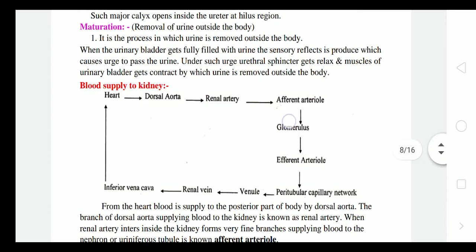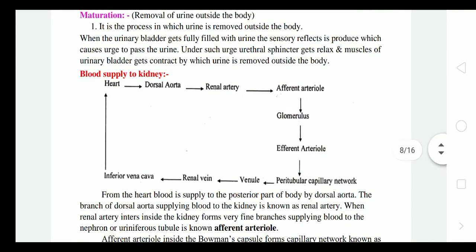Micturition, the removal of urine outside the body. It is the process in which urine is removed outside the body when the urinary bladder gets fully filled with urine and a sensory reflex is produced, which causes the urge to pass urine. Under such urge, the sphincter muscle gets relaxed and the muscles of the urinary bladder contract, by which urine is removed outside the body.